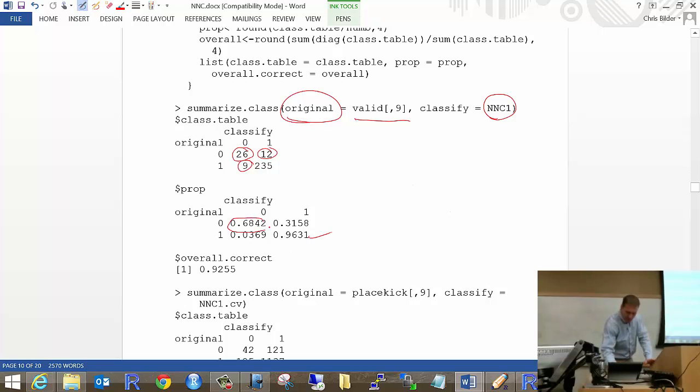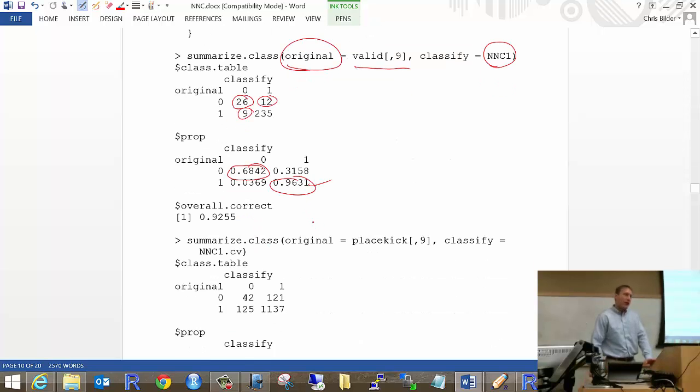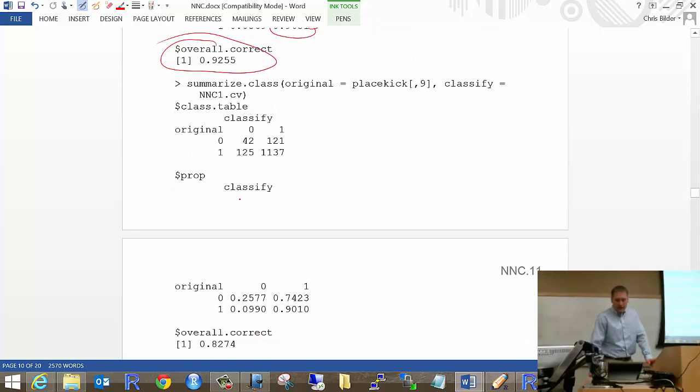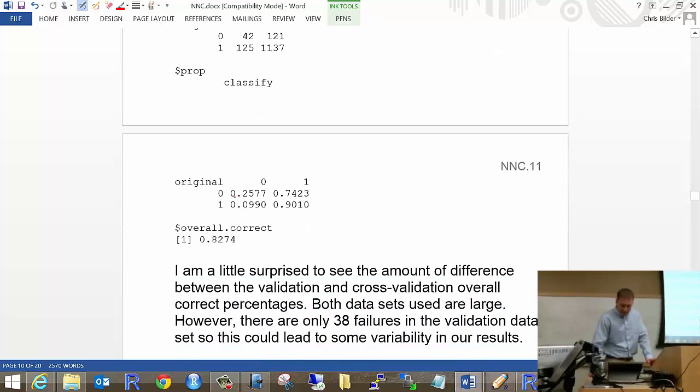I'm always concerned about the diagonal. I want to get those numbers that I have circled there as large as possible because that represents my correct classification rate. My overall classification rate is 92%. So that's for the validation data set. Using cross-validation with the original data set, you have a similar set of results. My overall correct classification rate is about 83%.